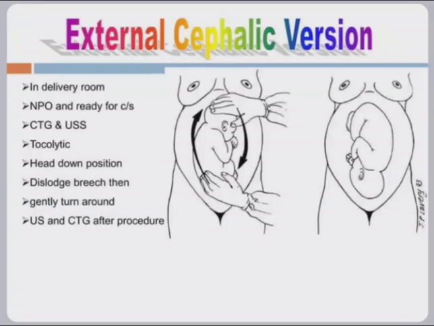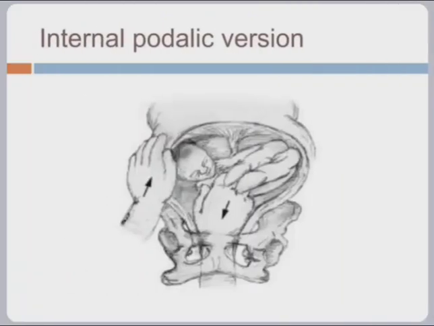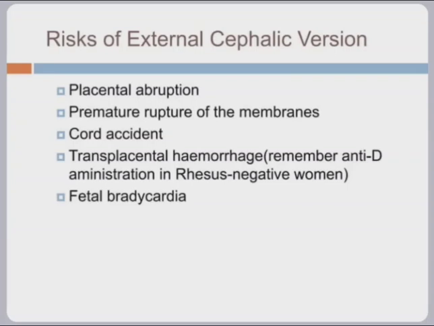In the delivery room, NPO and be ready for cesarean section, with CTG and ultrasound, then tocolytic and head-down position, then dislodge the breech, then gently turn around, and ultrasound and CTG after the procedure. Okay, ultrasound we have to do and CTG we have to do after the procedure, to see whether the baby's head has come down or not. And we must make sure of that.